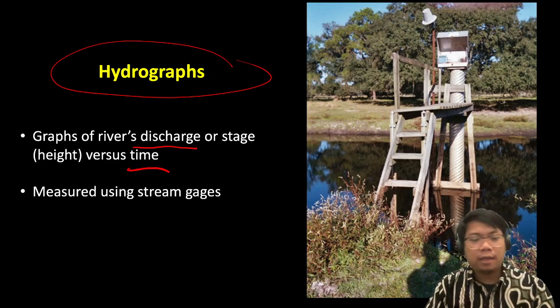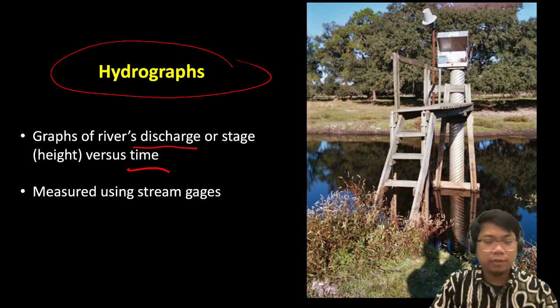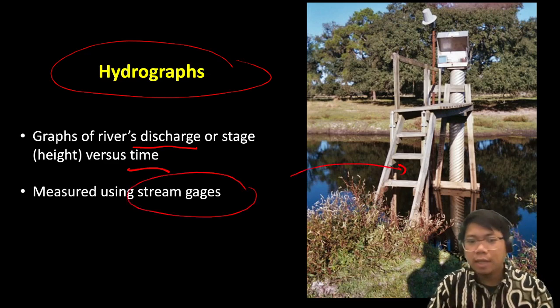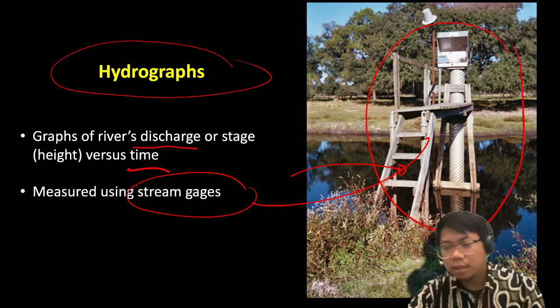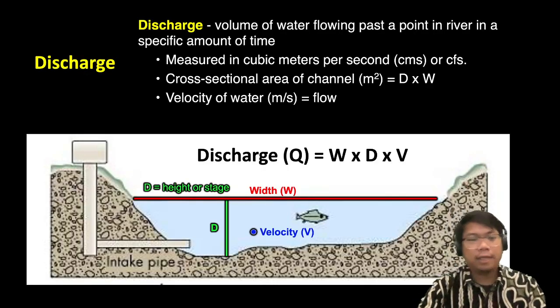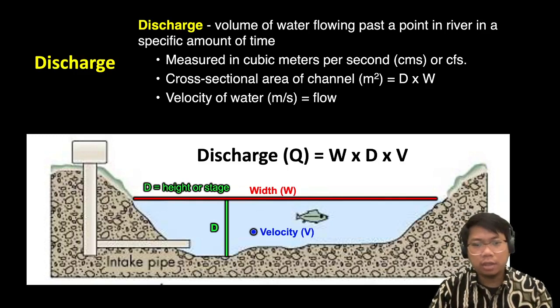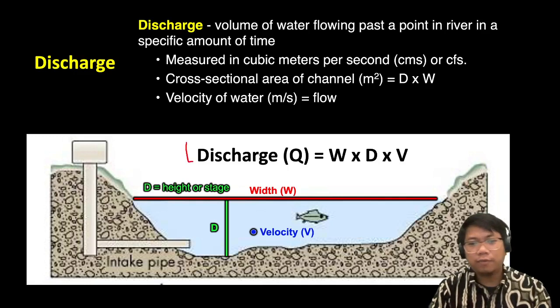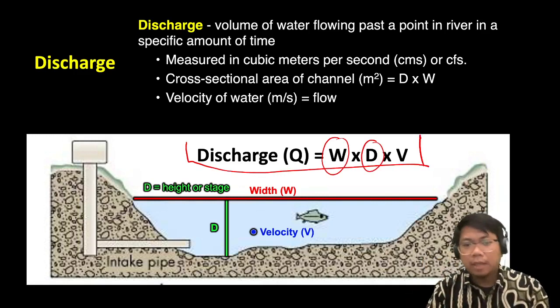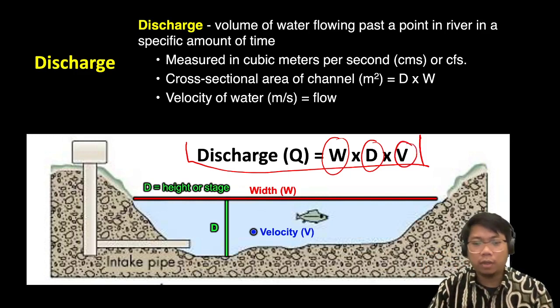Okay, and we can get those two variables using stream gauges that we install in rivers. Here is an example of a stream gauge on the river. Basically, it measures the discharge of water in the river. Discharge is a function of three main factors: the width of the river, the height of the river, or the stage of the water level, as well as the velocity of the water itself.